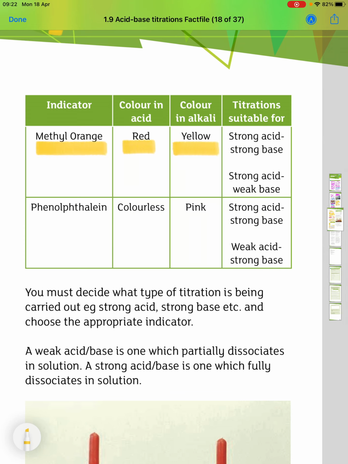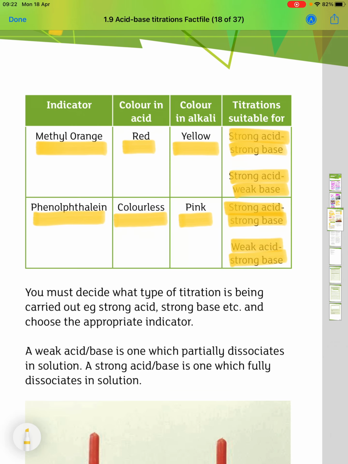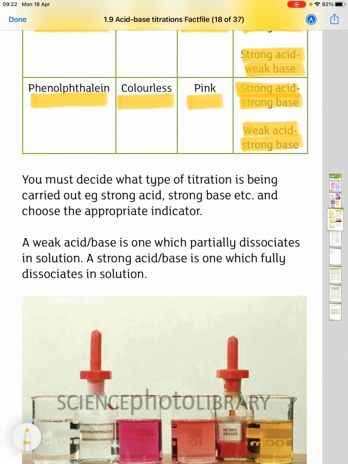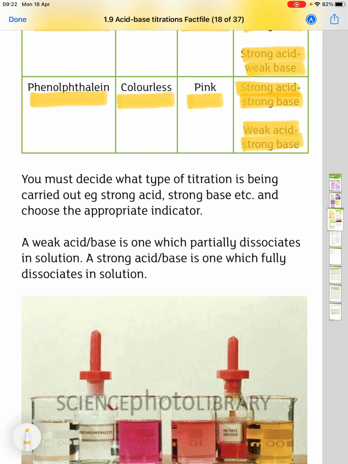So we have methyl orange, which is red in acid, yellow in alkali, and it's suitable for strong acid, strong base titrations or strong acid, weak base. Phenolphthalein, which is colourless in acid and pink in alkali, is suitable for strong acid, strong base and weak acid, strong base. So you must decide what type of titration is being carried out and choose the appropriate indicator.